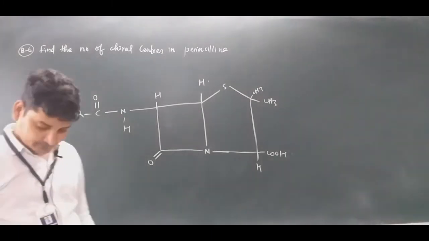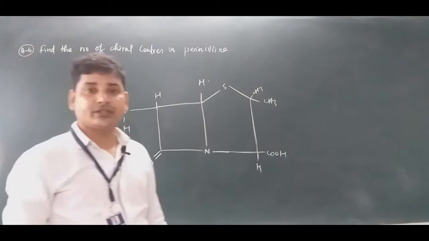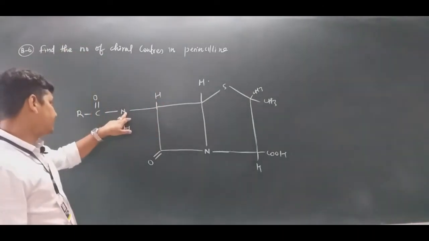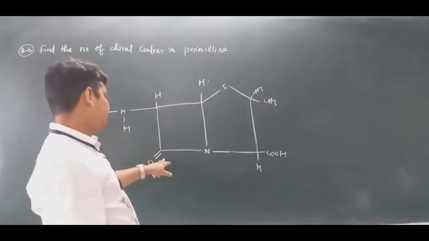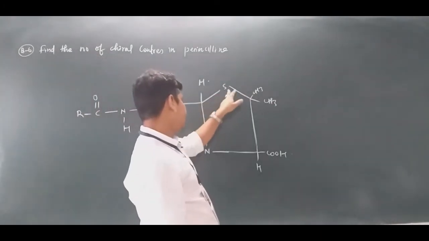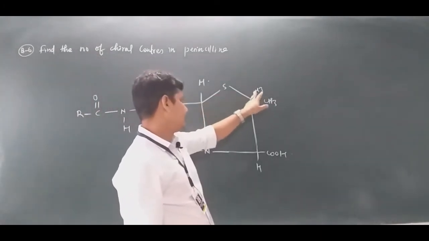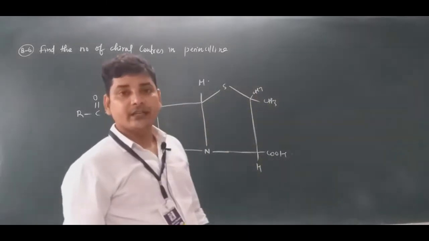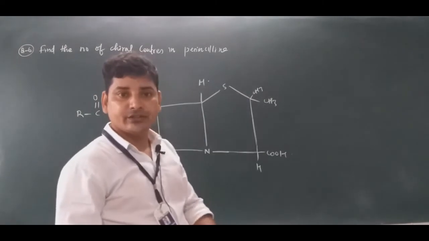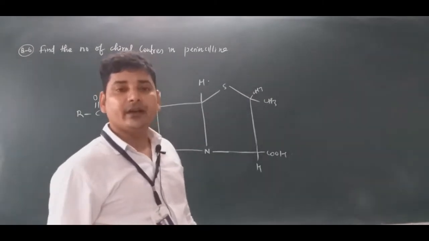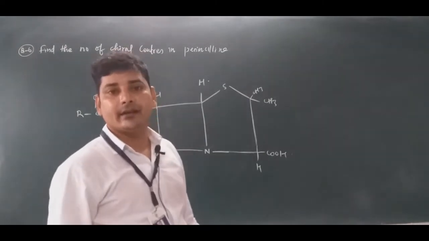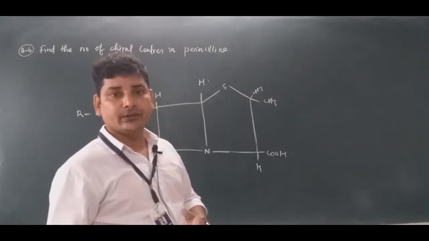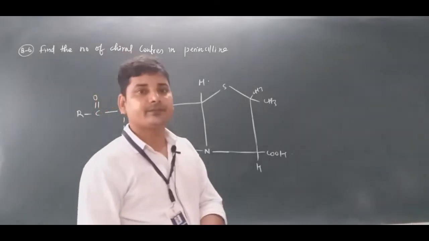Okay, this is the structure of penicillin. Here are COO, NH, and this CH, COO, N, CH, S, S, C double CH3, and COOH. So the question is that in the structure of penicillin, how many different chiral centers are there? In order to answer this, we should know about the chirality concept.